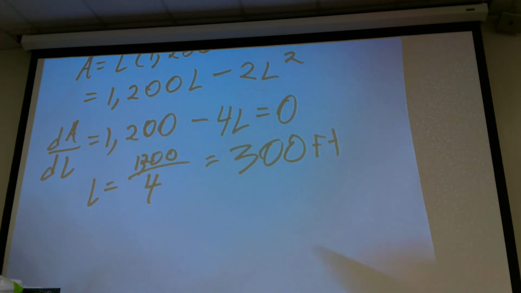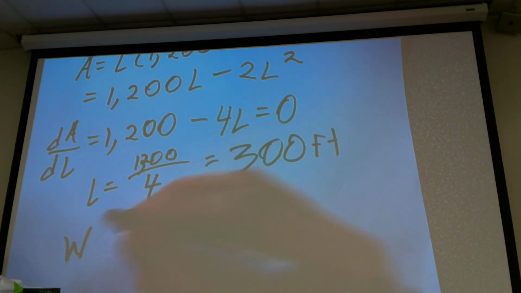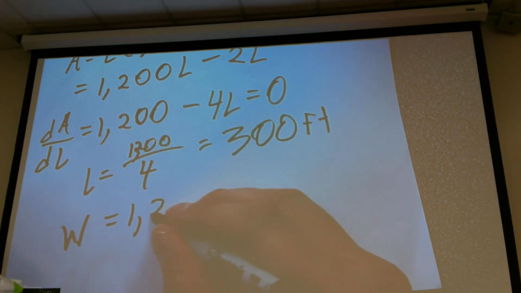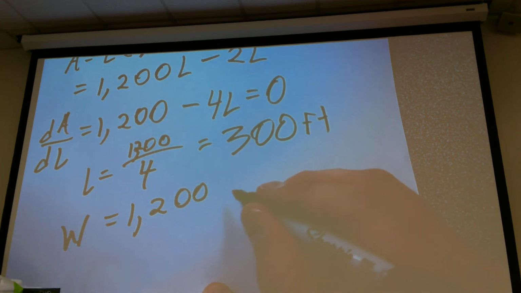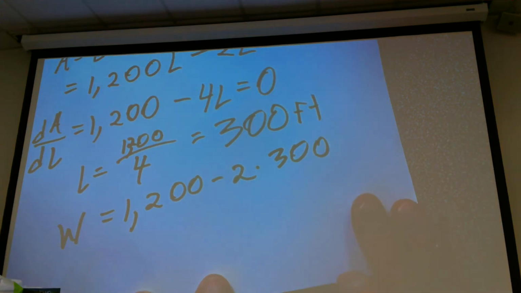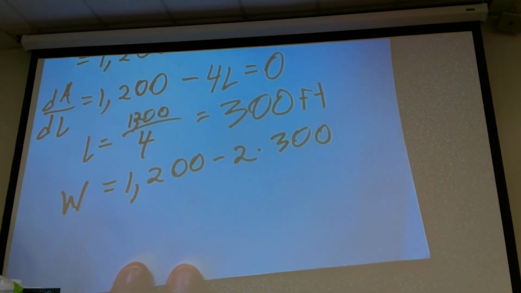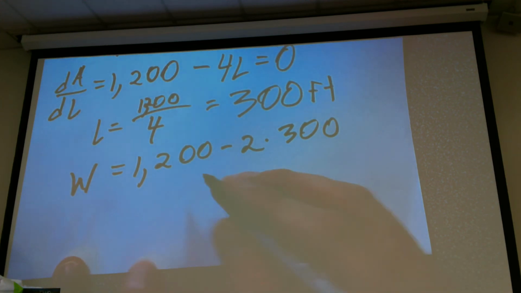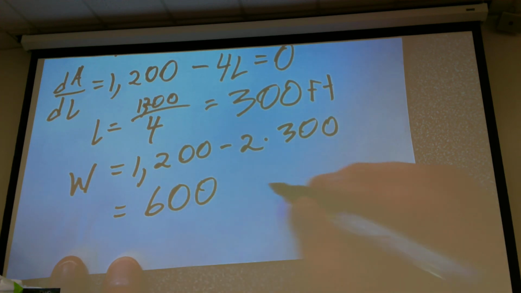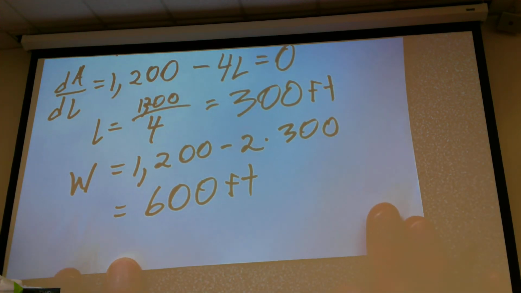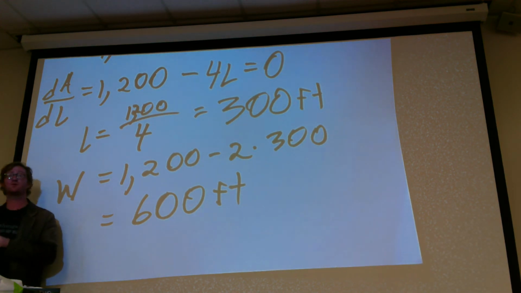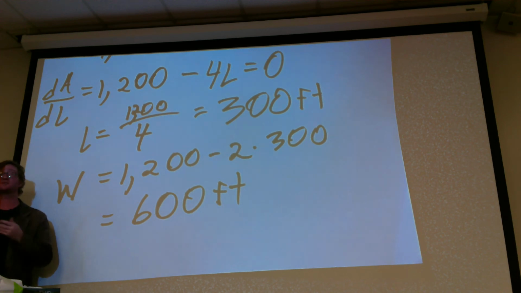Then we'd say W would equal 1,200 minus 2 times 300. That turns into 1,200 minus 600, which gives us 600 feet. So 300 as L and 600 as W, that is going to give you the maximum area. Those are the dimensions that give the maximum area.